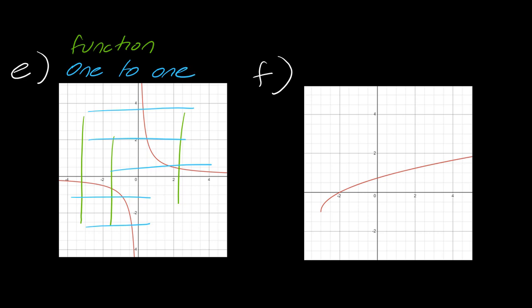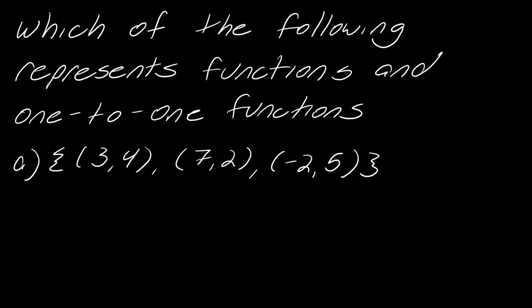And the same can be said for f. So you can see that I can draw these vertical lines, and then if I draw these horizontal lines, this is both a function and it is 1 to 1. Okay, so this is important because only 1-to-1 functions have inverses. So once we know something is 1-to-1, then we can talk about its inverse.